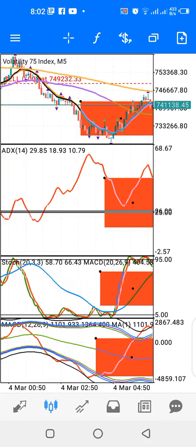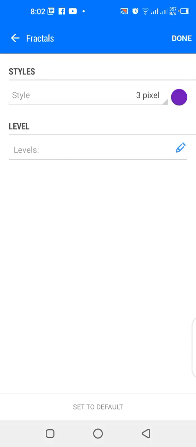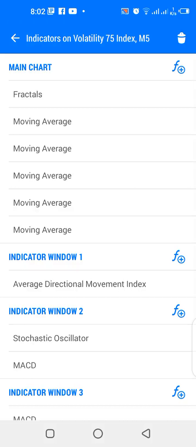let's look at the settings on the main window first. We have fractals. Fractals is for you to identify the point of price rejection, because a fractal arrow develops where there is either a resistance or support zone. So I like to put the fractals as the first indicator on my chart.